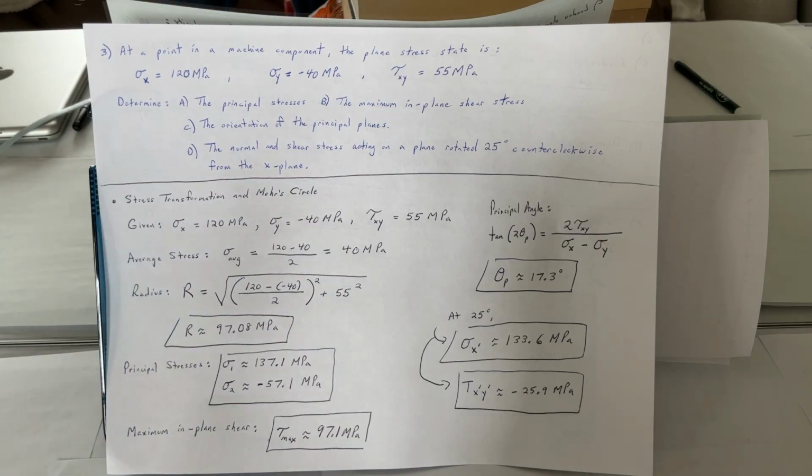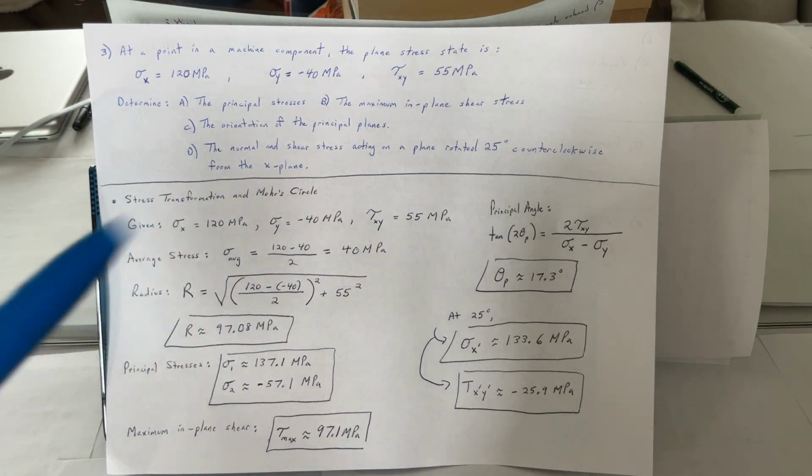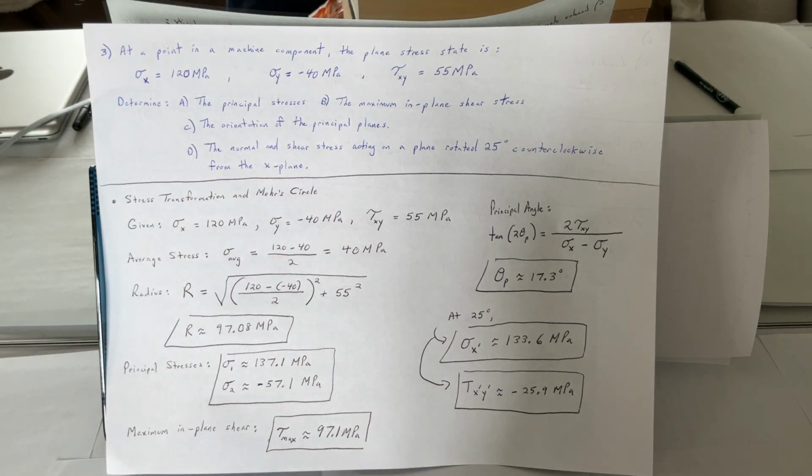Part A, B, and C, let's see here. We want to determine the principal stresses, the maximum in-plane shear stress, the orientation of the principal planes, and the normal and shear stress acting on a plane rotated 25 degrees counterclockwise from the x-plane. Okay, so here's what we could do. This is a stress transformation and Mohr circle problem. We take what we're given.